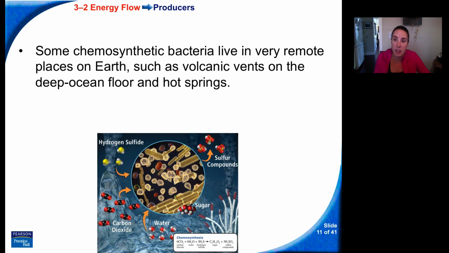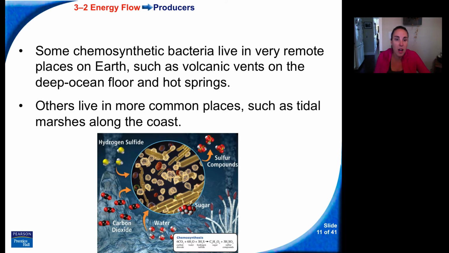Some chemosynthetic bacteria live in very remote places on Earth, such as volcanic vents on the deep ocean floor and also in hot springs. Others live in more common places, such as tidal marshes along the coast. If you've ever been to Yellowstone National Park, those bubbling hot pits that smell like rotten eggs, those are actually sulfur bacteria. They actually are chemosynthetic bacteria. They're converting the hydrogen sulfide into actual sulfur compounds, which is what you smell. So they're taking hydrogen sulfide, carbon dioxide, and water, and they're producing this sulfur compound and sugar.